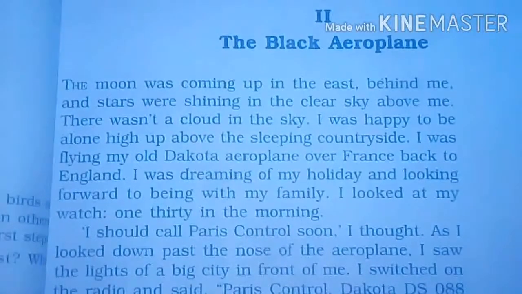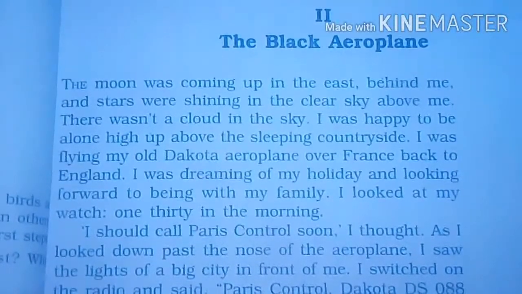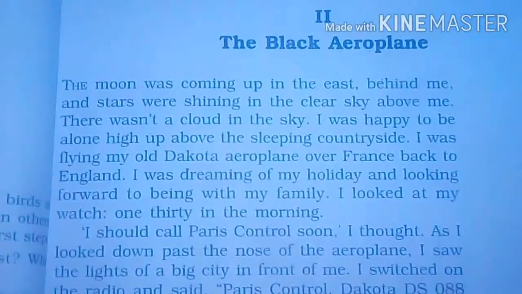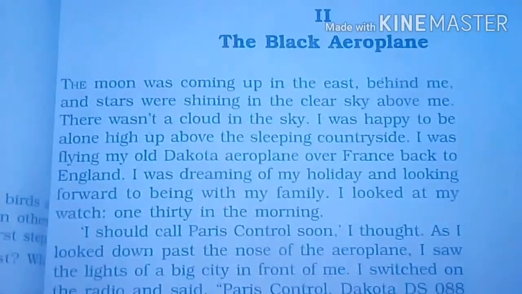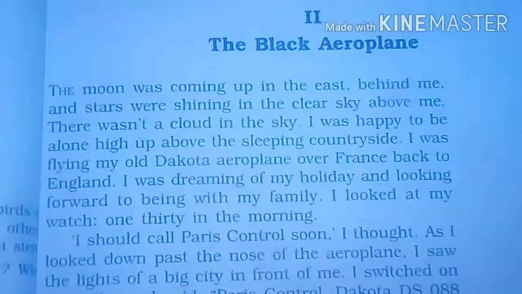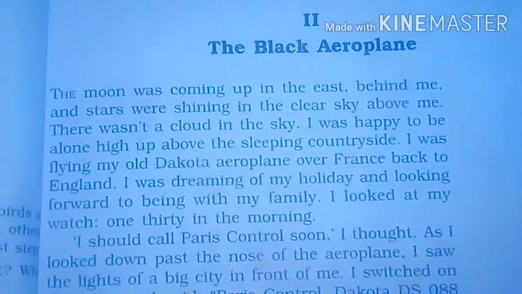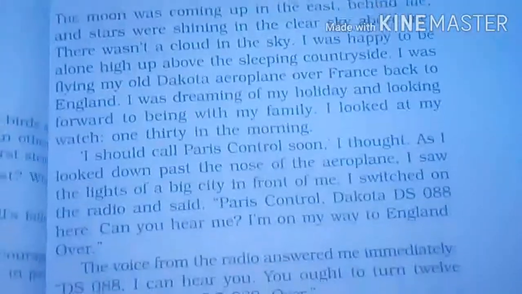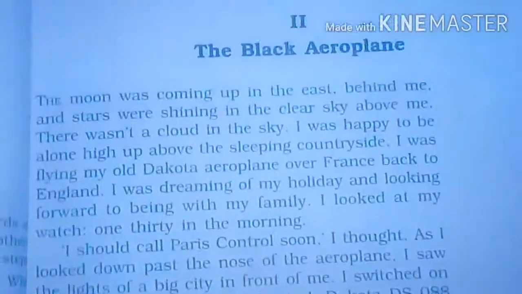Hello, welcome back. This is chapter 3, Two Stories About Flying, and today I'm going to discuss story number 2, The Black Aeroplane, written by Frederick Forsyth. And now I'm going to explain first page number 37 to you. So here we go.